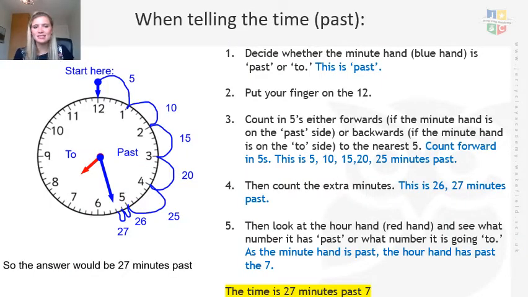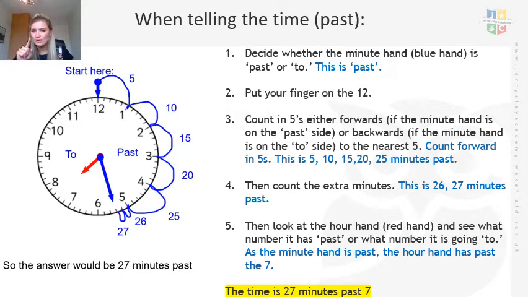Okay, so looking at the next part, when you're telling the time, we can look at this clock here, and again straight away we look at the minute hand, the longer hand. Now when we look at this, we can see that actually the minute hand isn't on a number, it's on a little one. So we are going to use a very similar method, but we need to go right the way up to where the minute hand is. So we need to first of all look at the minute hand. Is it past or is it to? Well, we can clearly see it's before the 6, so it's on the past side.